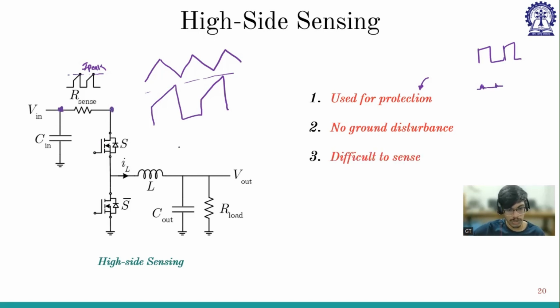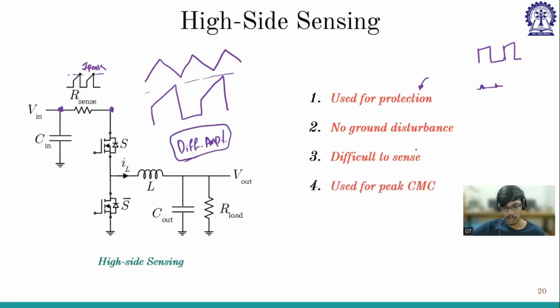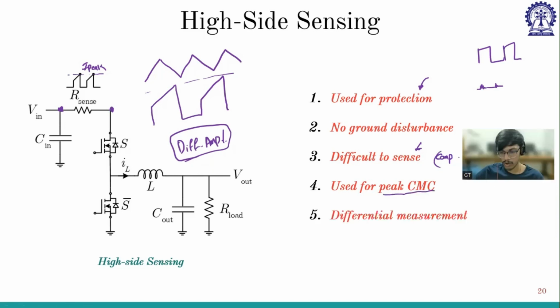You have to use a differential amplifier, which is somewhat costly compared with a normal amplifier, because it is a specific amplifier. So it is difficult to sense compared to low side sensing. And as we get the peak information, we can use peak current mode control. As I have mentioned, we have to go for a differential amplifier, that's why we need differential measurement. Let us see if time permits, then I'll open this datasheet and check.